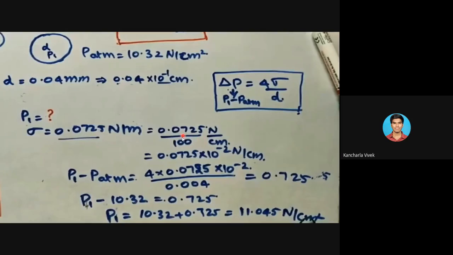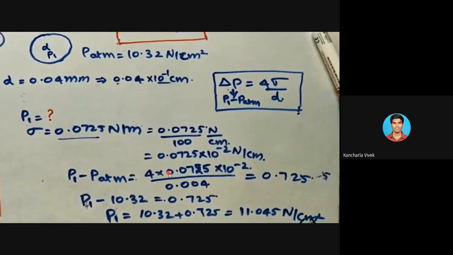So we reduce it and convert it into Newton per centimeter. So we have the P atmosphere value. We will calculate 4 sigma by D. So delta P, that is P1 minus P atmosphere, substituting the equation 4 into sigma. We have reduced the value from meter to centimeter by D, that is 0.04, reducing from mm to centimeter.